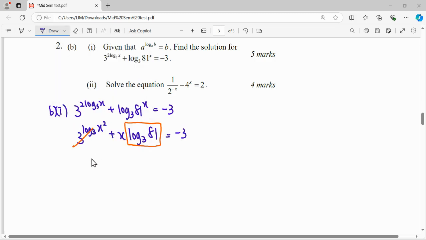Then we simplify. So here we have x squared. When we press the calculator for log base 3 of 81, it gives us 4. So this is 4x. And then move the 3 here, it becomes positive 3 equals to 0. So we have some typo here. This is negative.